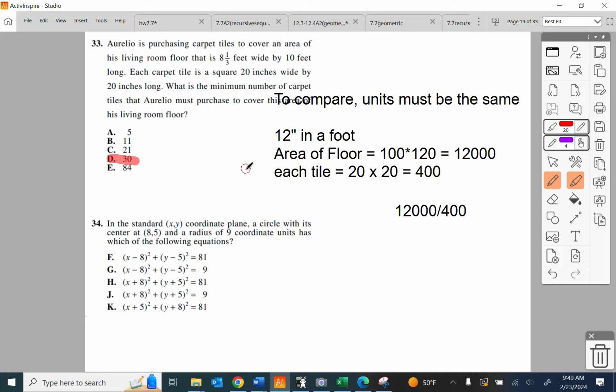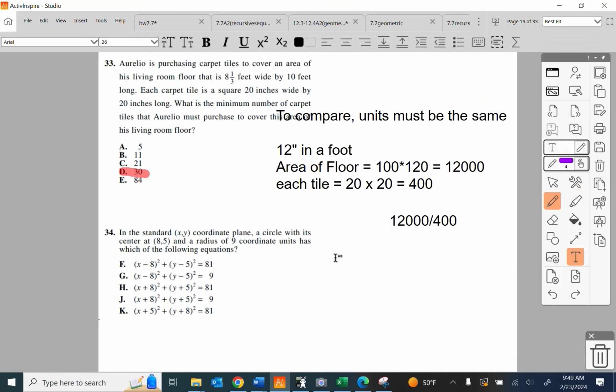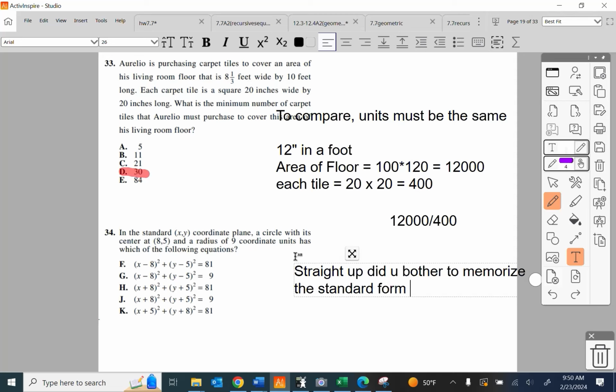In the standard XY coordinate plane, a circle with its center at 8, 5 and radius 9 coordinate units has which of the following equations? This is a straight up, did you bother to memorize the standard form of a circle? The standard form of a circle is x minus h quantity squared plus y minus k quantity squared equal to r squared. If you're thinking, man, that looks a lot like Pythagorean theorem, that's because it is Pythagorean theorem.